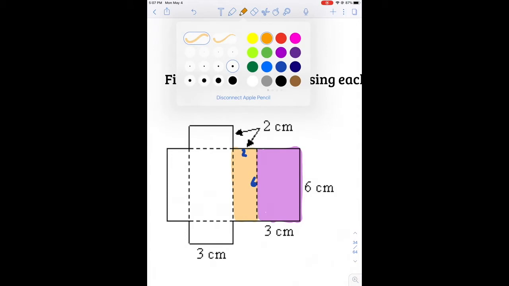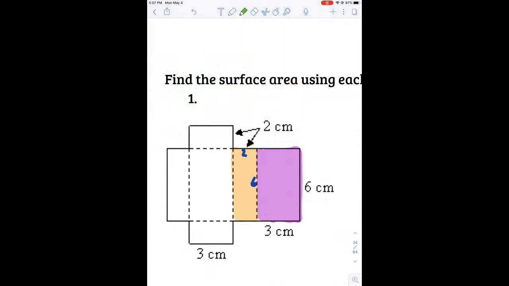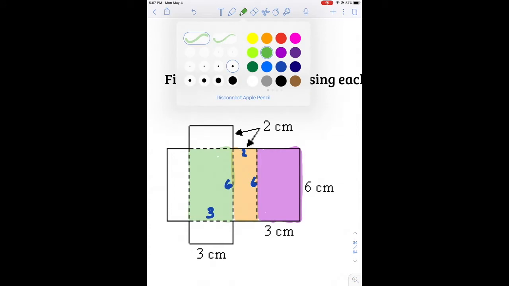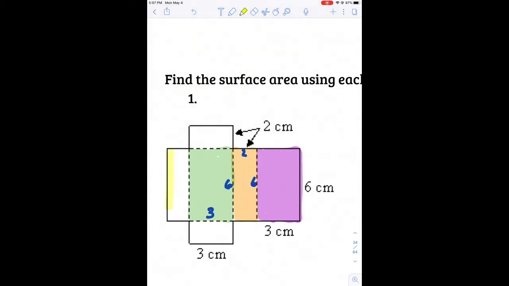How about the next shape? Make it green. Well, I can slide my 6 over again, and I can see that this side must be 6. And then I can slide my 3 up and say that this side is 3. So that side is 6 by 3. All right, I have 3 shapes left. I have this yellow one.